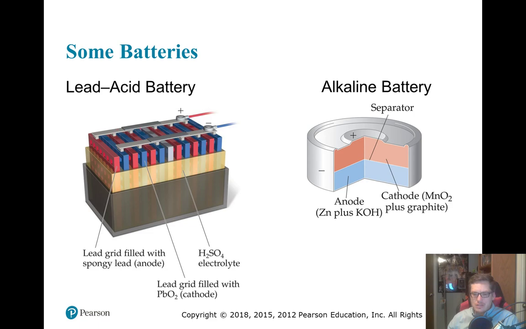So your cathodes are connected here, and your anodes are connected here, and then they go through like that, connecting to wherever you want to produce your power out here. With an alkaline battery, you put your anode and your cathode right next to each other.